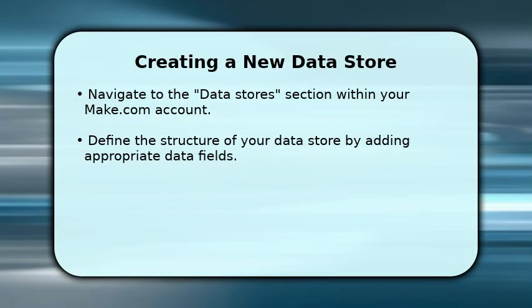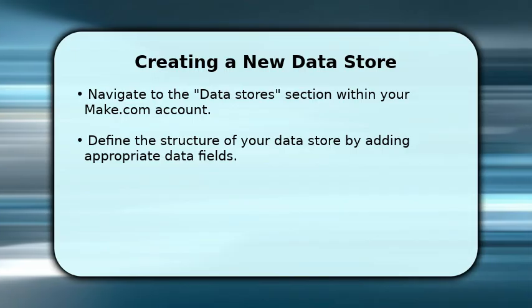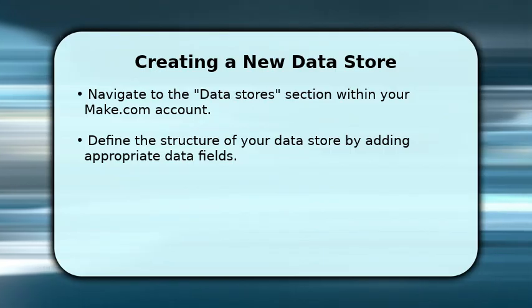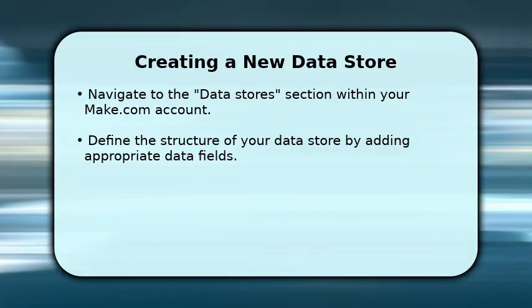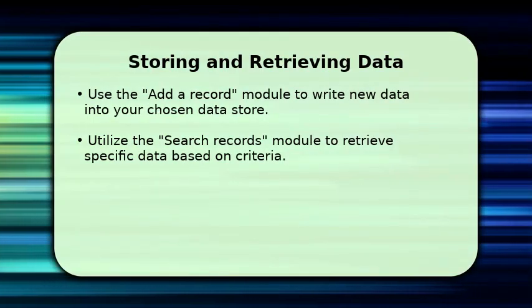To create a new data store, first head over to the Data Stores section in your Make dashboard. Click the Add a Data Store button and give it a clear, descriptive name. The next crucial step is defining your data structure. You'll add fields, specifying their type, such as text, number, or Boolean. This structure ensures consistency and helps organize the information your scenarios will be storing, making it easy to manage and retrieve later.